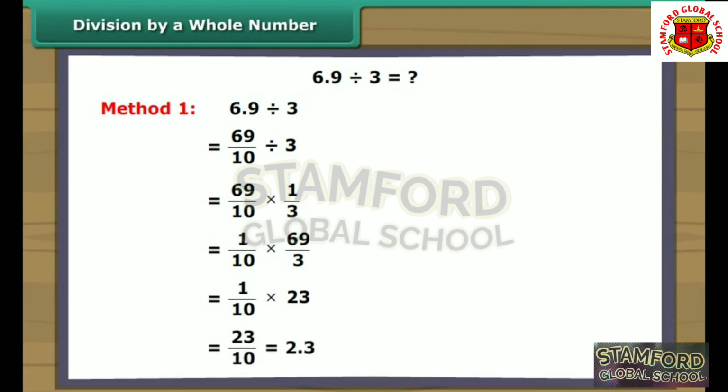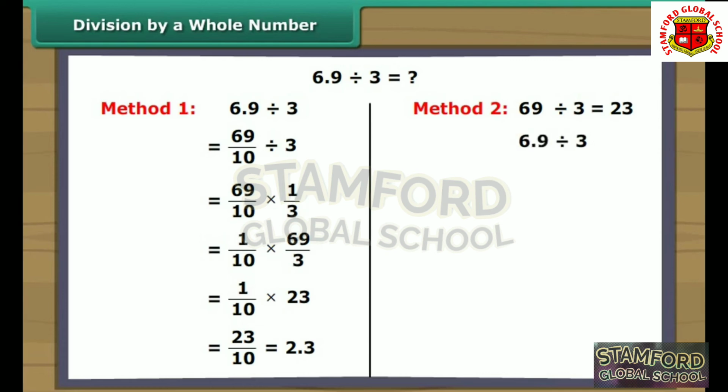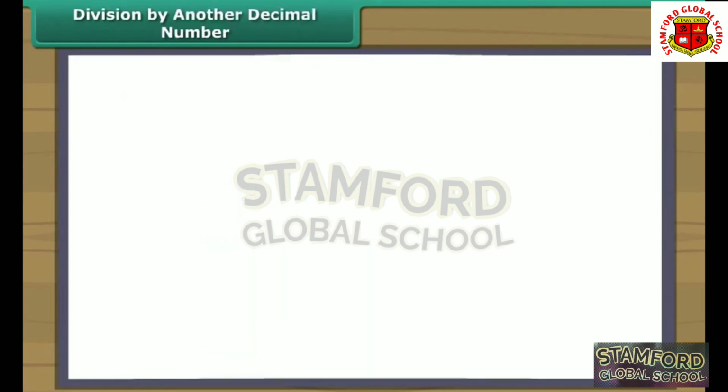and at last 2.3. Let us learn the second method in which the decimal number is considered as whole number and is divided by 3. We get 23. Since there is 1 digit to the right of the decimal point in 6.9, we place the decimal in 23 such that there would be 1 digit to its right. We get 2.3 again.